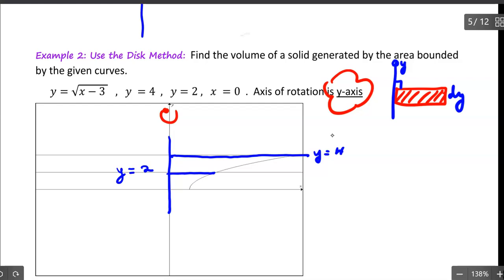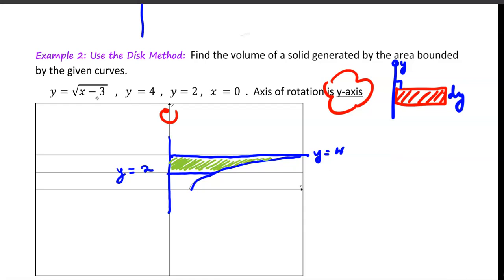And y equal to the square root of x minus 3. If you have a square root, that means you have a parabola that opens to the side, and the parabola that opens to the side is this one. So then what is the area that I have to work with? This is the area. Highlighting the area is very important.